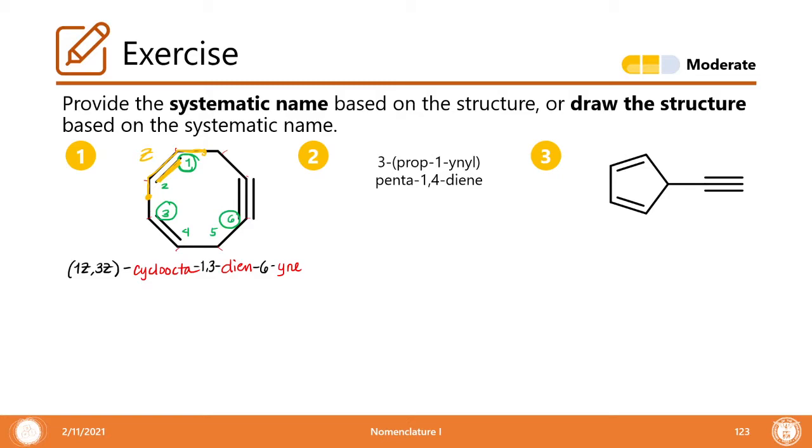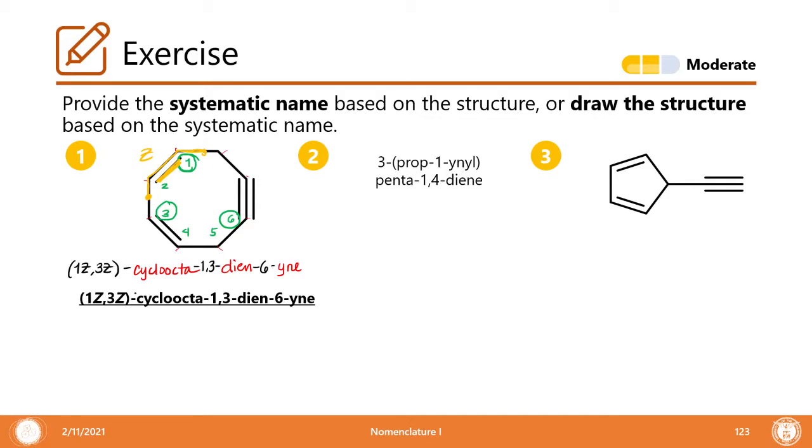So we have 1Z,3Z-cycloocta-1,3-dien-6-yne. So 1Z,3Z-cycloocta-1,3-dien-6-yne. Now let's proceed to number 2.